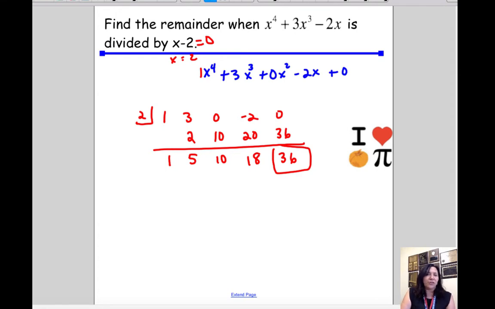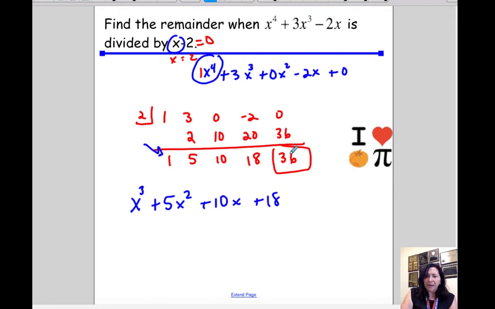However, if you are required to write this in a specific form, you would say, well, this started off as an x to the fourth power, and this term is 1 less because I'm dividing by x. So this will be 1x to the third power. That's a positive 5, so it'll be plus 5x to the second power, positive 10, so plus 10x, positive 18, so plus 18, and therefore this value here is plus 36 over my divisor, which is x minus 2.